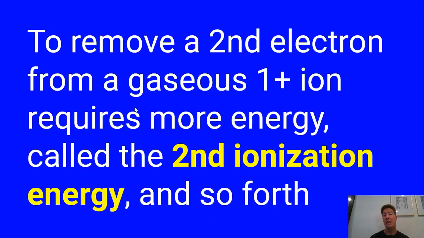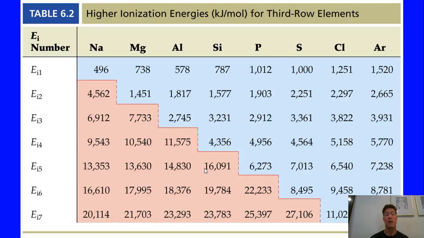To remove a second electron from a gaseous +1 ion requires even more energy than the first ionization energy, and that's called the second ionization energy. Third electron, third ionization energy, and so on. So if we plot this, you can see, looking here at sodium, the energy it takes to take that first electron away is around 500 kilojoules per mole. But look at the energy it takes to take another one. It jumps dramatically. It's almost a 10-fold jump in energy.